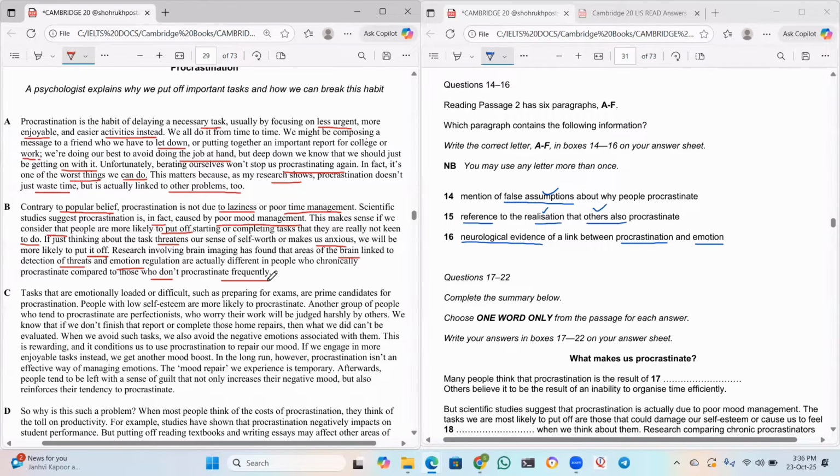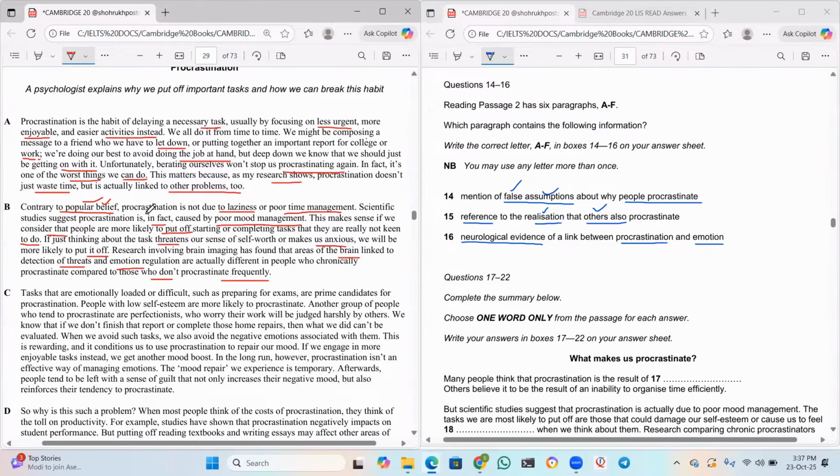Okay. So there are a lot of things in this paragraph, guys. If you keep this in mind, then you should be able to get this. Now, let us read the first one, the 14th one. Mention of false assumptions about why people procrastinate. So, did you read anything like that? False assumptions, guys. Yes or no? Yes, I have read about it. Where? Look at the first line itself. Mention of false assumptions means contrary to popular beliefs. Beliefs means assumptions, popular beliefs.